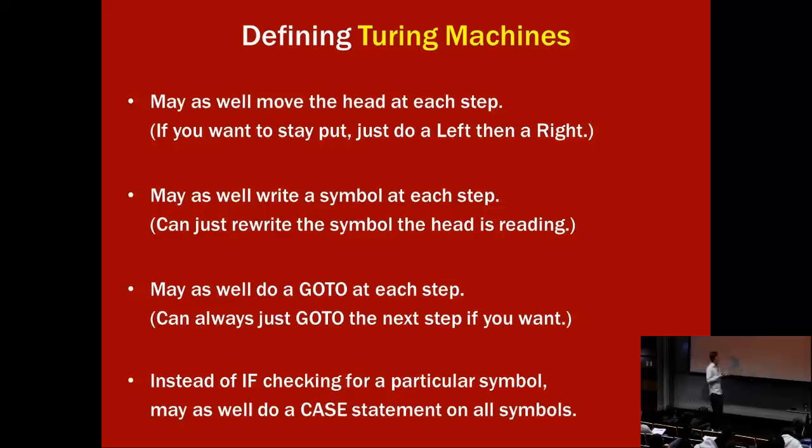And he also said, you may as well also just write a symbol at every step. He kind of wanted to get it down to one instruction, is the idea. Because if you don't want to write a symbol, then just write the same symbol that you're reading. It's effectively like not writing a symbol. And you also may as well do a goto at each step. I mean, if you didn't want to do a goto, then you could go to the next line.